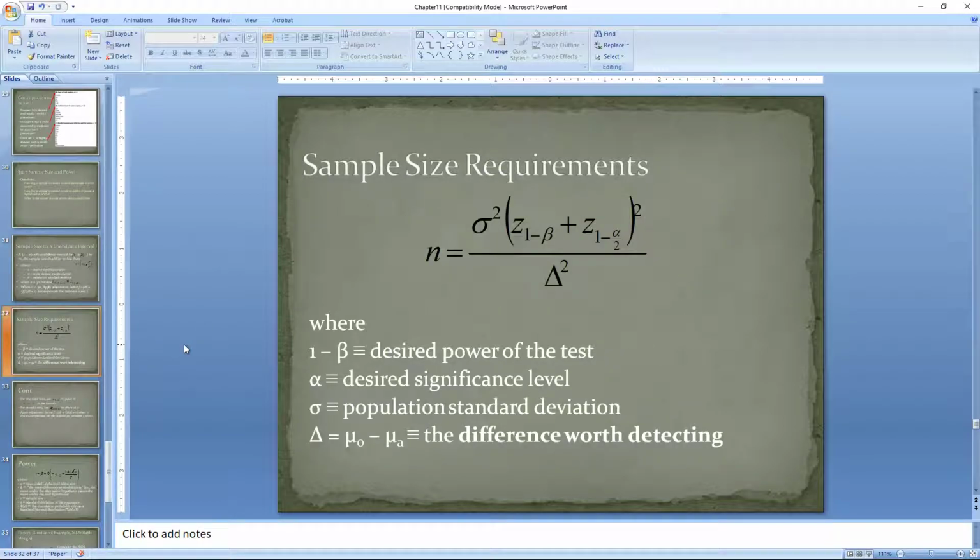To figure out a sample size requirement for our test, our n would equal the standard deviation squared times z of 1 minus beta, so our power, plus z of 1 minus alpha over 2, all squared, divided by our delta squared. Our delta, remember, is the difference between our two groups. Delta equals mu 0 minus mu a, the difference worth detecting. Our standard deviation is the population standard deviation, alpha is the desired level, and 1 minus beta is the desired power of the test.